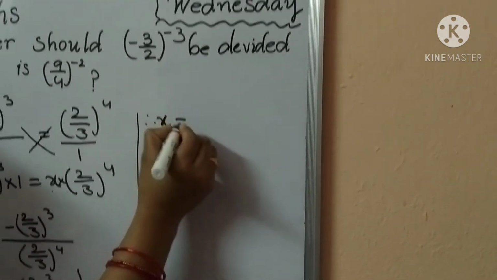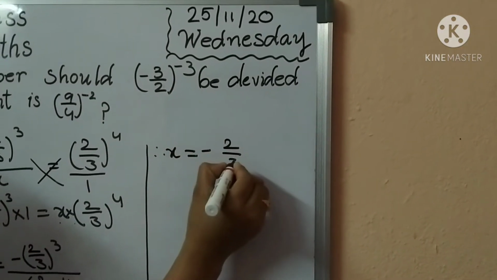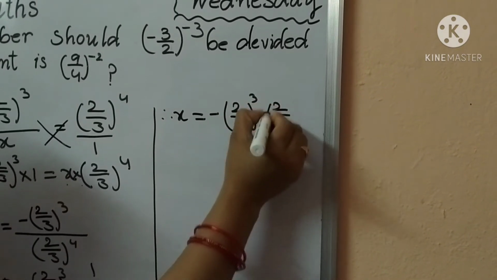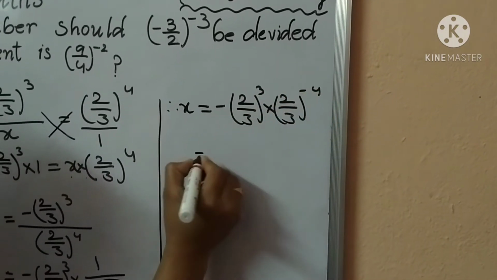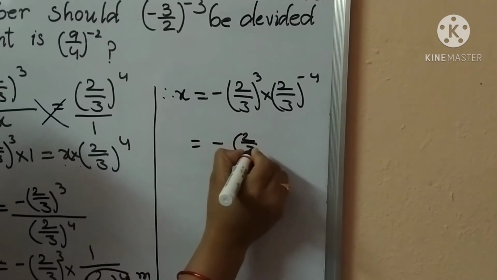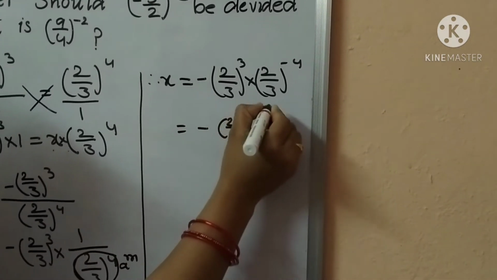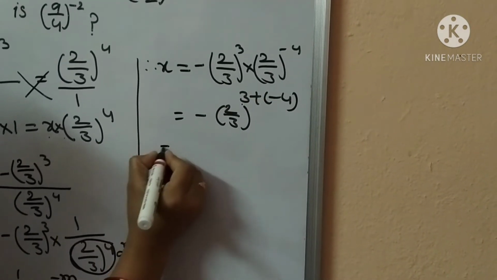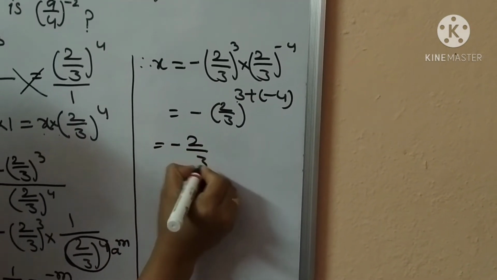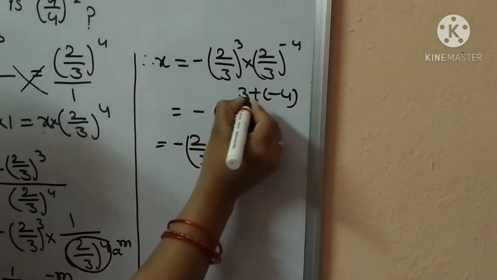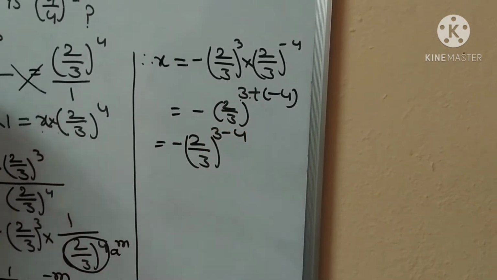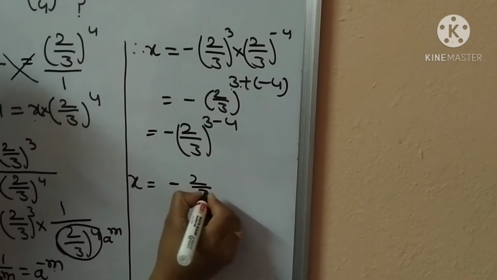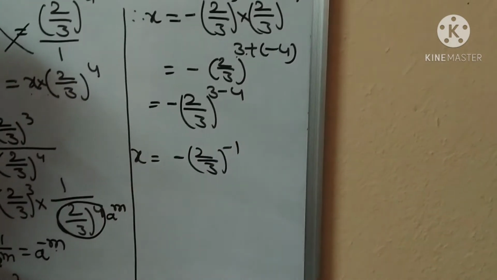Therefore, x equals (minus 2 by 3) whole cube into (2 by 3) whole power minus 4. Write here (2 by 3) whole power 3 plus minus 4, that is m plus n. Okay. Write here minus 2 by 3 power 3 plus minus 4. Therefore x equals (minus 2 by 3) whole power minus m.